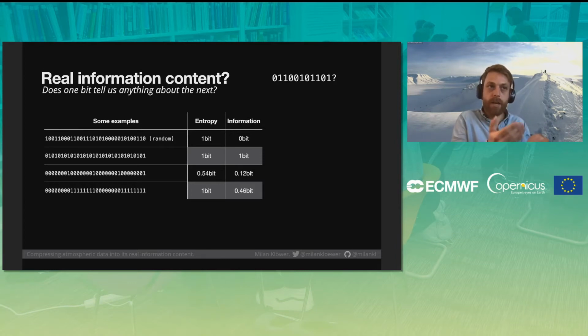In the second example, where you have a 0 and 1 always occurring alternating, you still have an entropy that is 1 bit. However, your information now is 1 bit, because if I tell you that a bit is 1, you will know that the next bit is a 0. And you can look at these other two examples too, where suddenly if you know that a bit is a 0, it's very likely that the next bit is going to be a 0 as well.